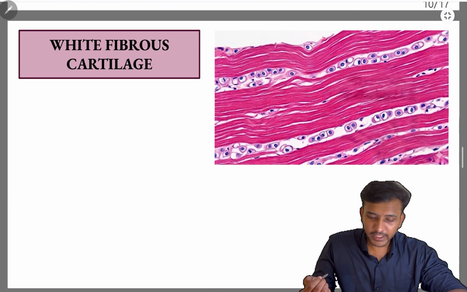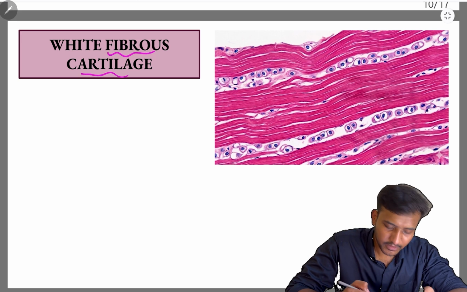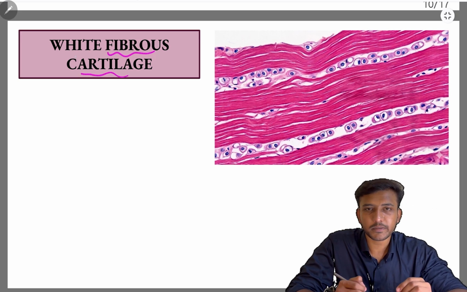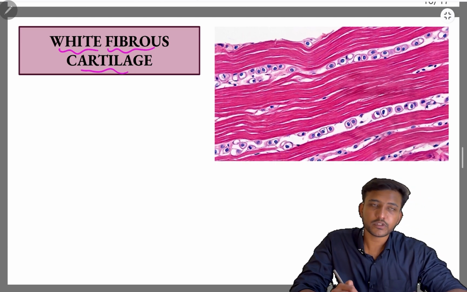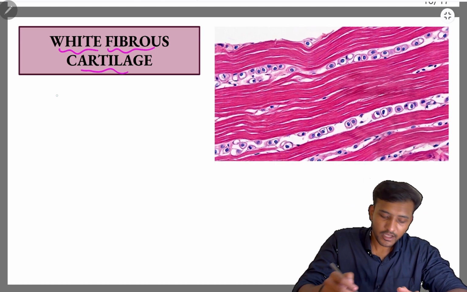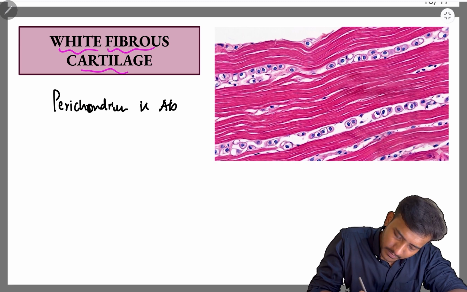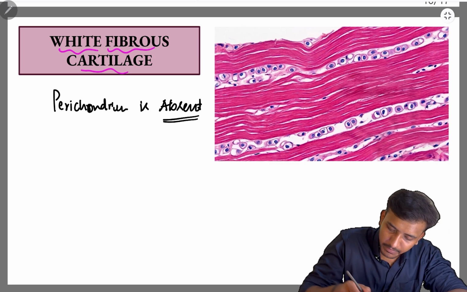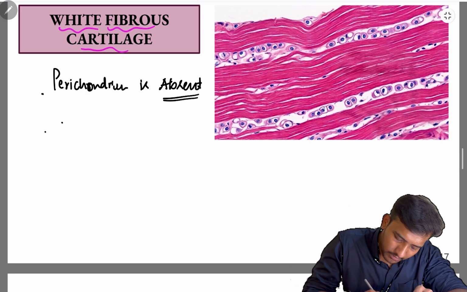Now after studying the elastic cartilage, we'll shift our focus to the fibrous cartilage, guys. In the fibrous cartilage, we'll be talking specifically about the white fibrous cartilage. One most important fact about this white fibrous cartilage is that the perichondrium will be absent. Please remember this, guys. Perichondrium is absent. Now can you see perichondrium over here? No, you cannot see it. And one more important thing is that you'll have your collagen fibers, right?